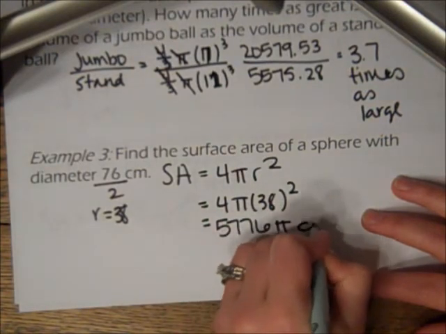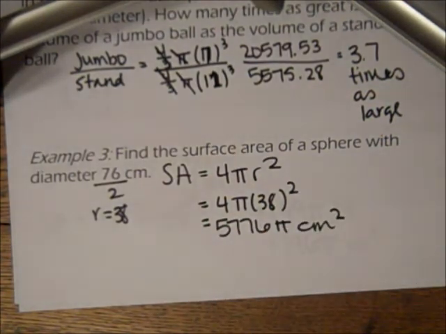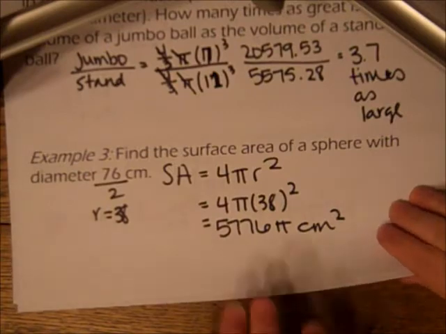5776 pi centimeters squared. Be very careful when you're doing surface area, it's squared; volume, it's cubed, because we're going back and forth here. Okay, try B and C.